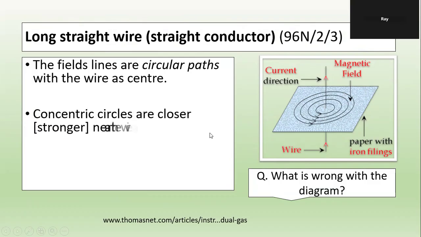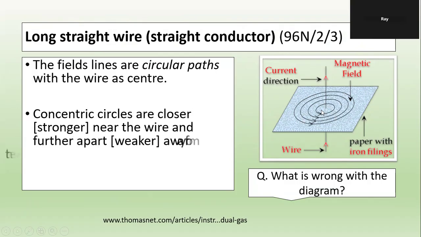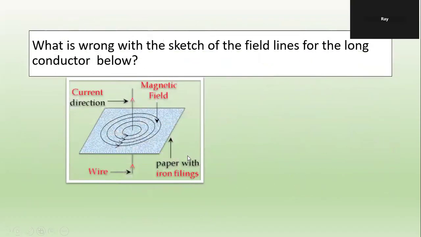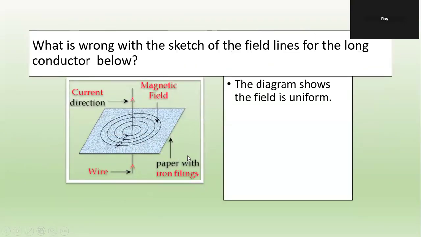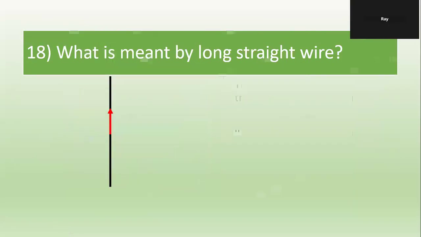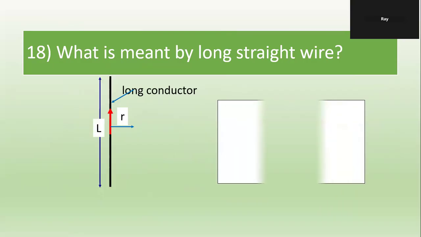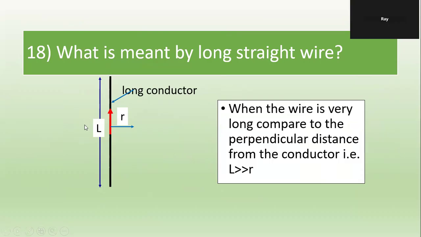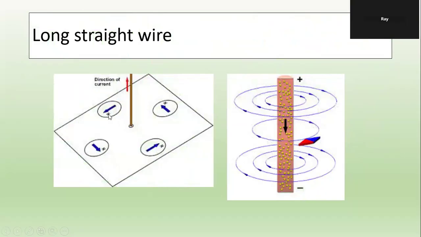Concentric circles are closer near the wire, where the field is stronger, and further apart, where the field is weaker, away from the wire. The wrong diagram shows the field is uniform. Field varies inversely as the distance from the wire. What is meant by a long wire? R is the distance from the wire, L is the length, so your length must be very much greater than R. You can use a plotting compass to plot the field. That's how the field looks.